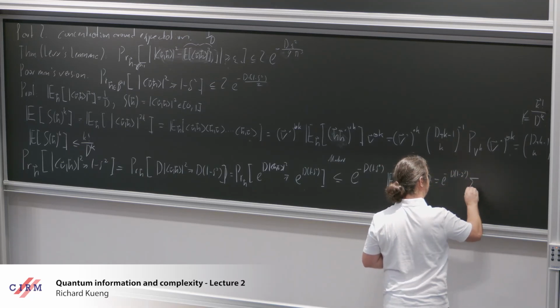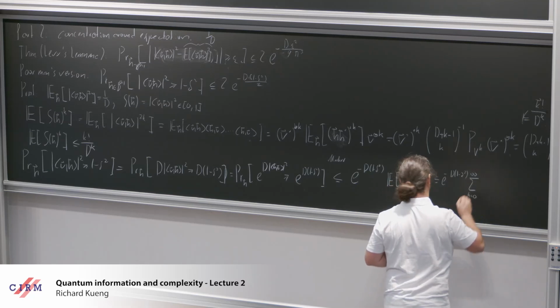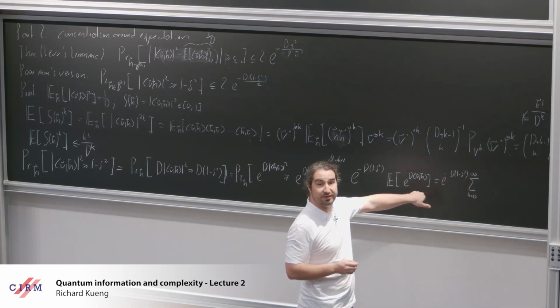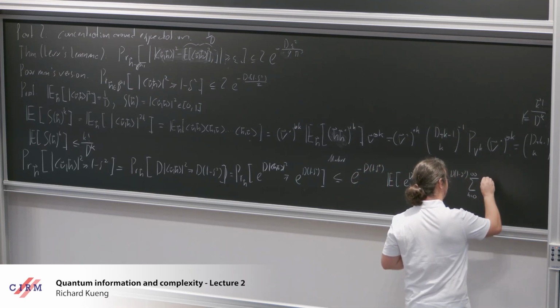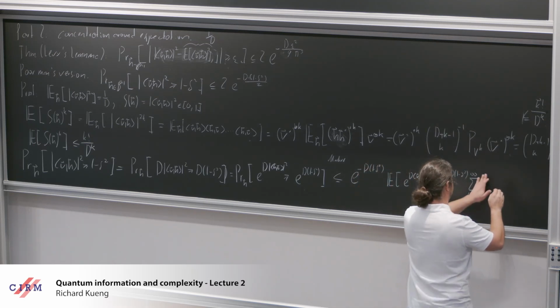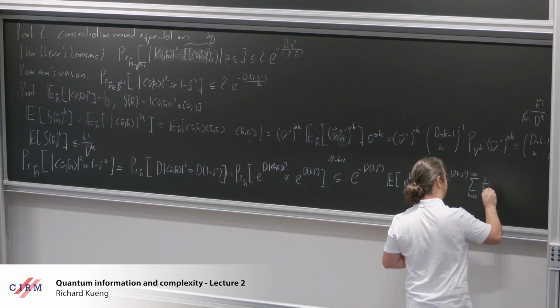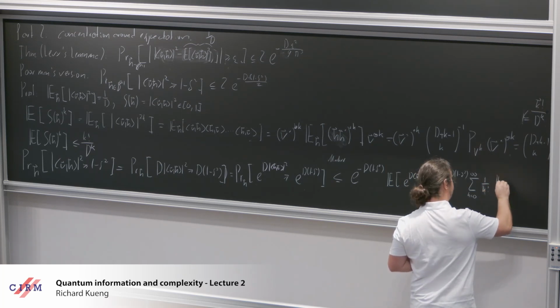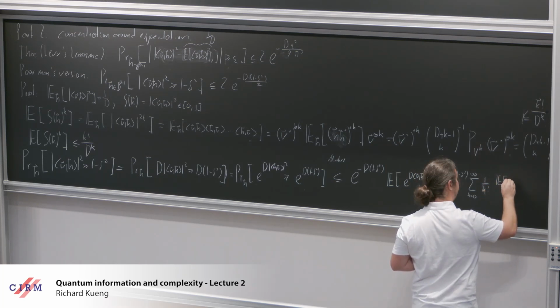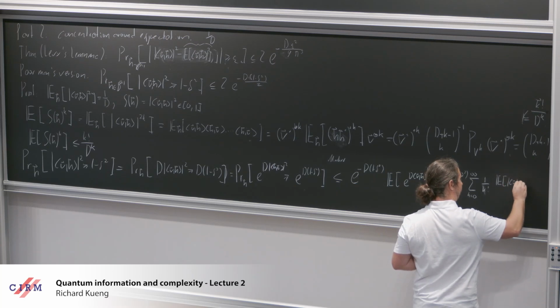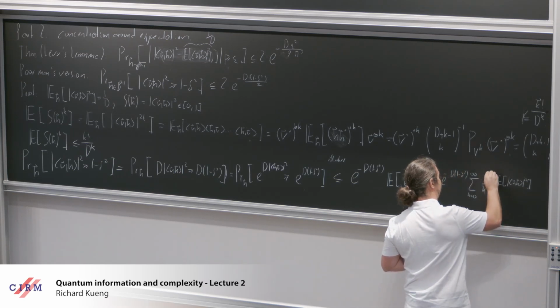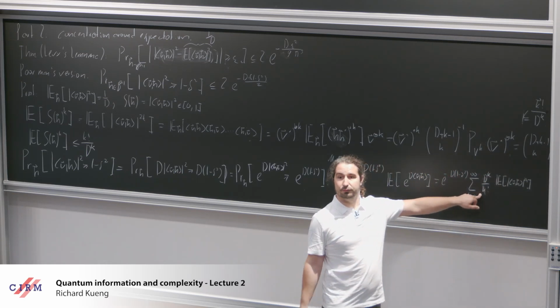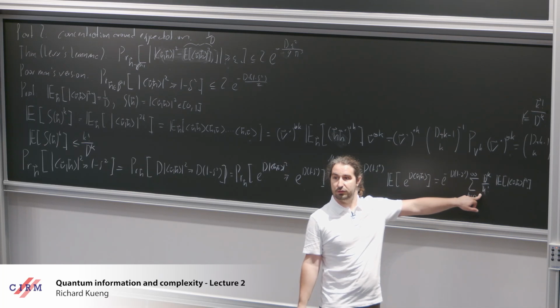And I write down a Taylor series. I'm allowed to do that because it's a convergent series. And then I have 1 over k factorial times the expectation of |vh| to the 2k. And here I have d to the k. Taylor series.